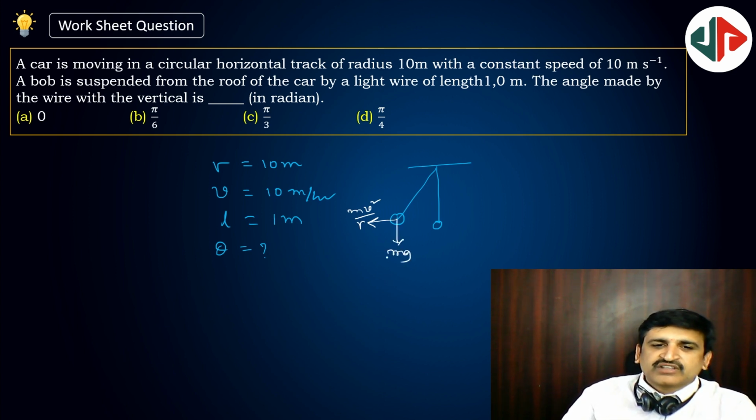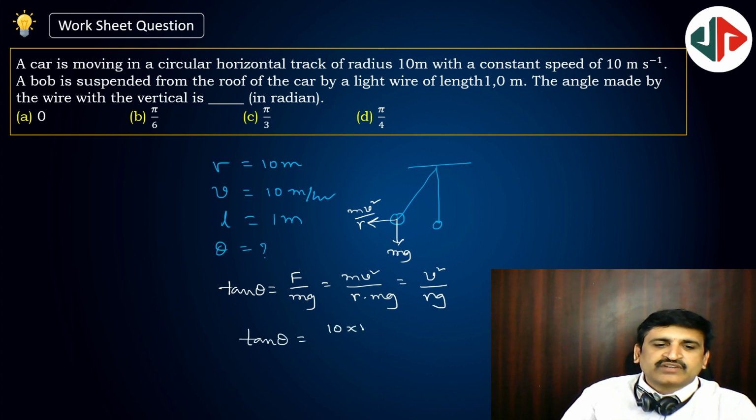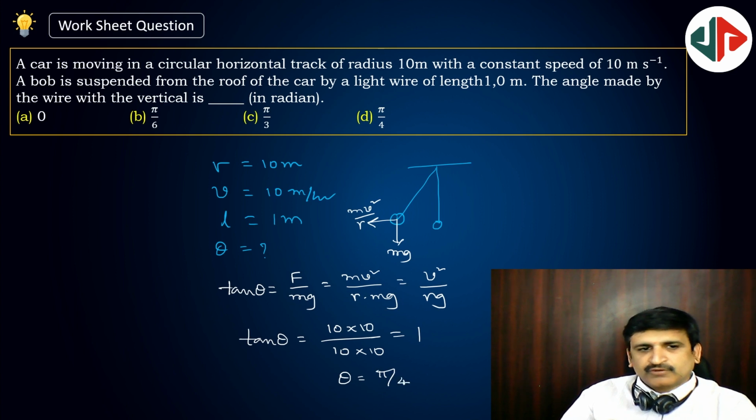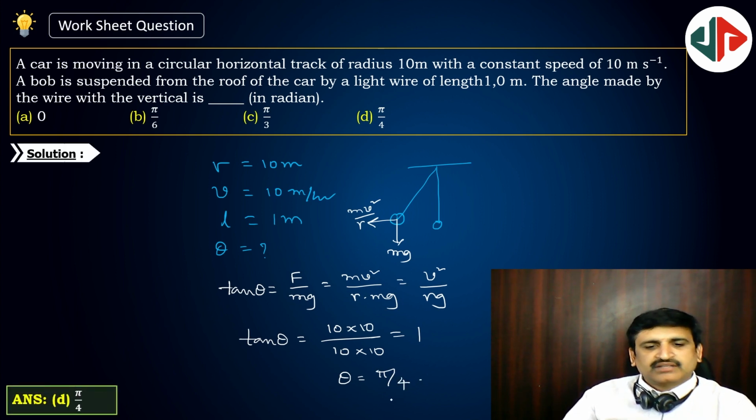This is mv square by r, and this is mg. As previously discussed, tan theta is equal to F by mg, where F is equal to mv square by r. So tan theta is mv square by r divided by mg. The m gets cancelled, so tan theta is v square by rg. That is 10 into 10 by radius 10 into g value 10. So everything is 1, and theta is equal to pi by 4. So the option is pi by 4.